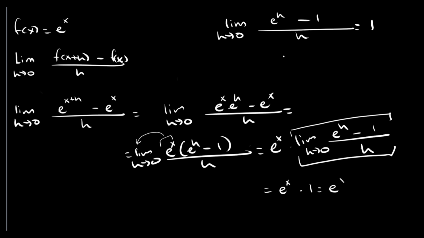All right, so this is my derivation. The derivative of e to the power of x is e to the power of x.